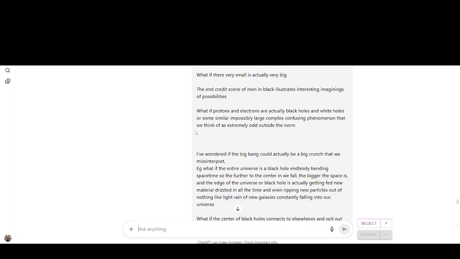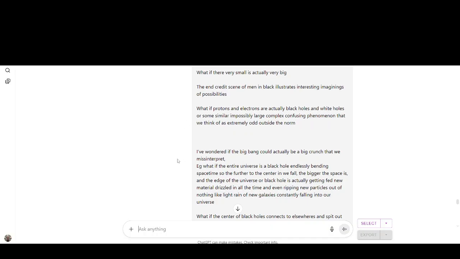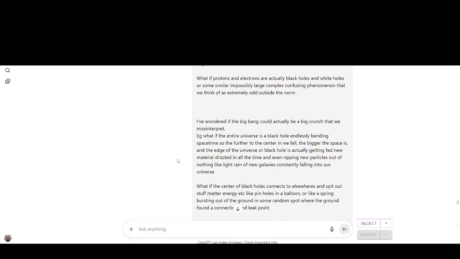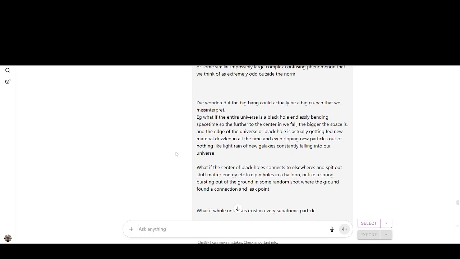So, okay. I wondered if the Big Bang could actually be a big crunch that we misinterpret. E.g., what if the entire universe is a black hole, endlessly bending space-time, so the further to the center we fall, the bigger the space is, and the edge of the universe or black hole is actually getting fed new material drizzled in all the time, and even ripping new particles out of nothing, like light rain of new galaxies constantly falling into our universe.